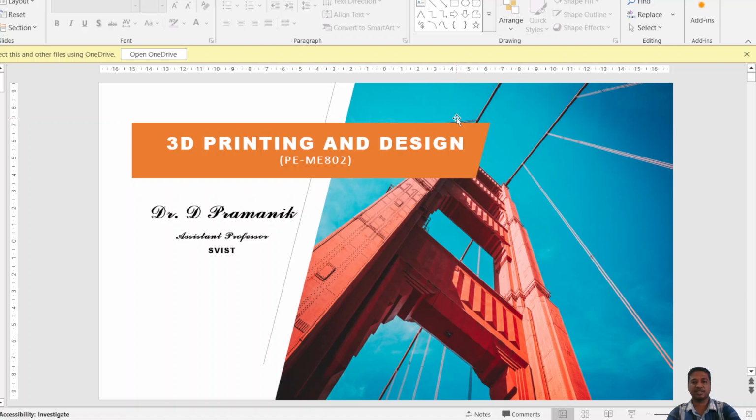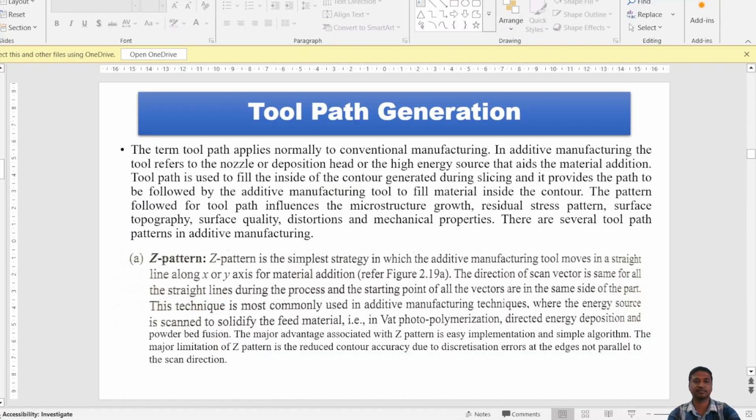Myself, Dr. Debal Pramanik, Assistant Professor of SVIST, will discuss the toolpath generation. The term toolpath is normally applied to conventional manufacturing. In additive manufacturing, the tool refers to the nozzle or deposition head or the high energy source that aids the material addition. Toolpath is used to fill the inside of the contour generated during slicing, and it provides the path to be followed by the additive manufacturing tool to fill material inside the contour.